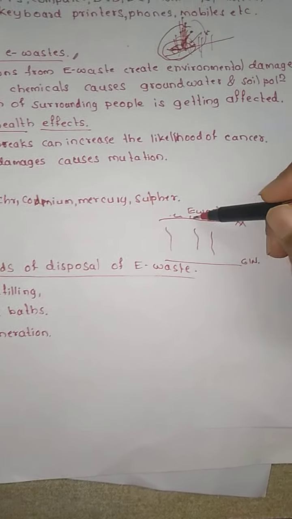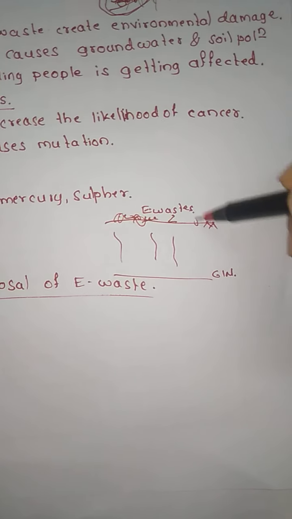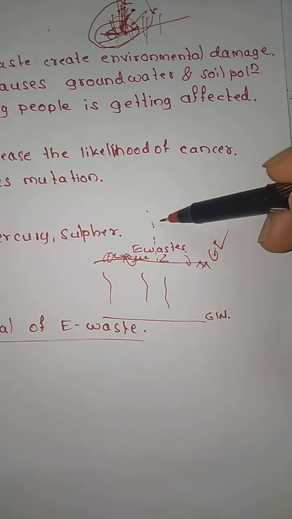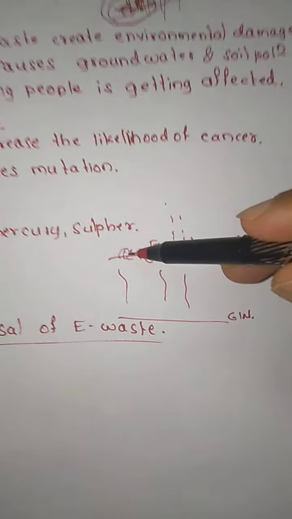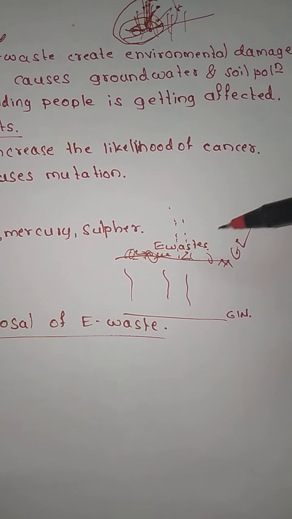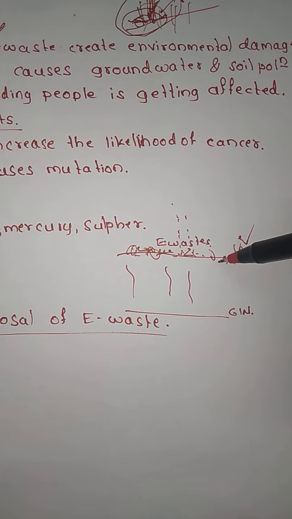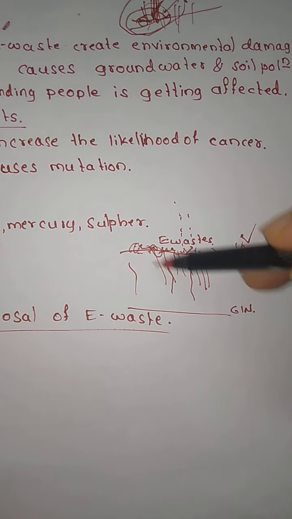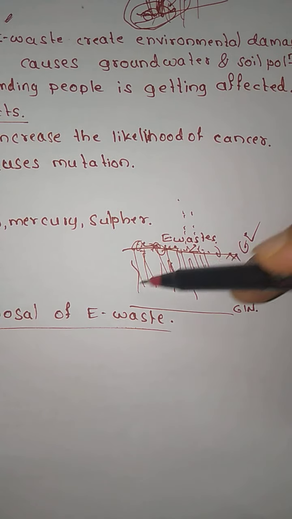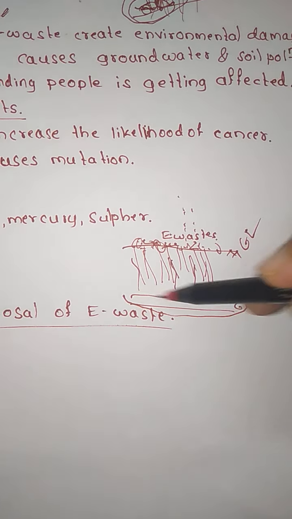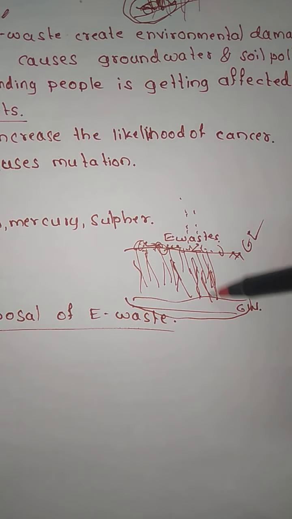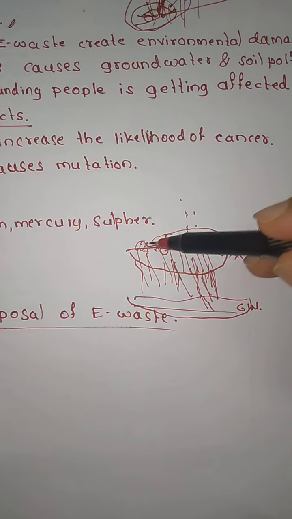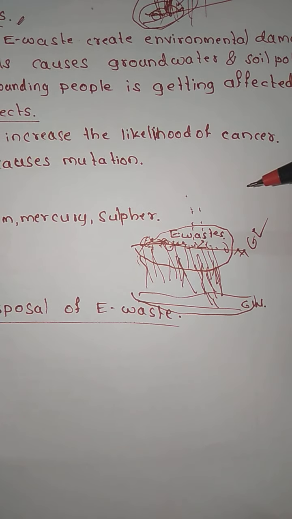When we dump this e-waste on the earth's surface, at ground level, and precipitation occurs, whatever lead, chromium, mercury, nickel and other components are there slowly percolate into the soil, and ultimately reach the groundwater. So it creates groundwater pollution as well as soil pollution if you dump it by the open dumping method.